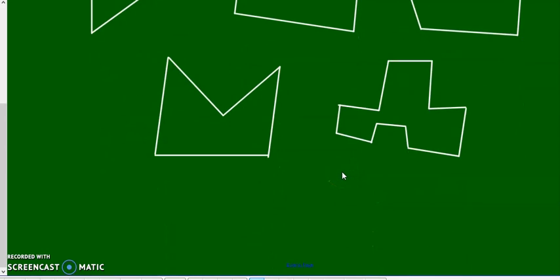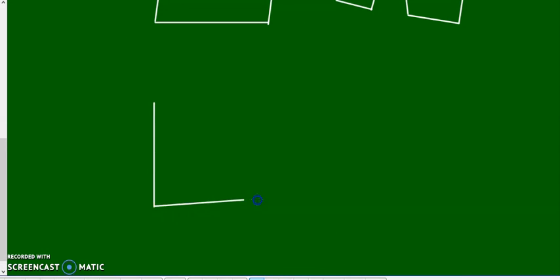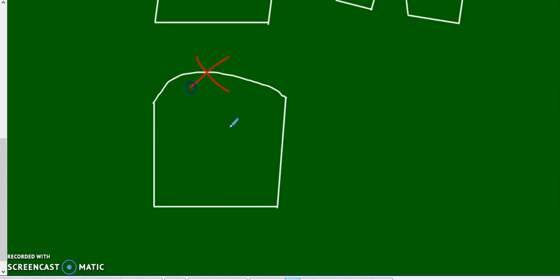So what is not a polygon would be something like this. If I do this, and let's make sure it's closed. So there. This would not be a polygon if I use a curve. So this is not a polygon. Because of that, this here is not a polygon.